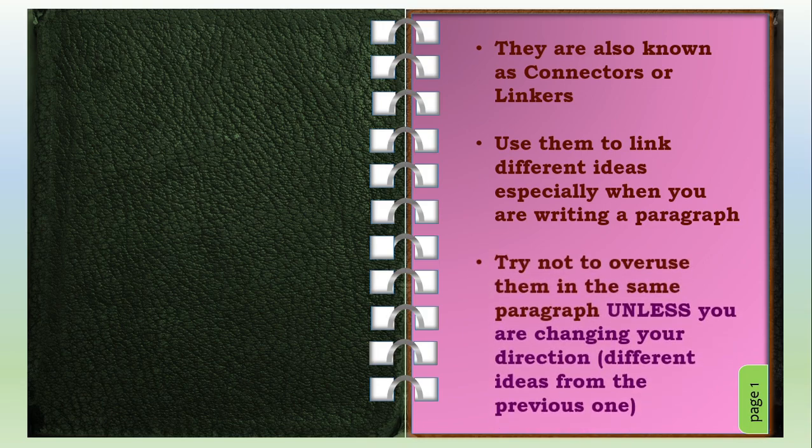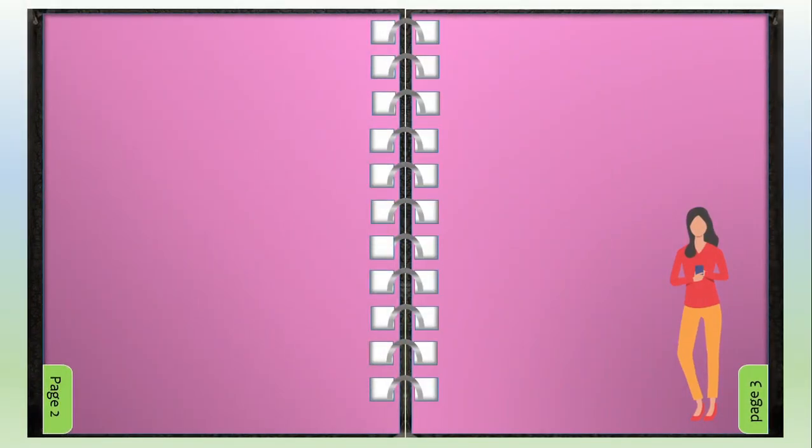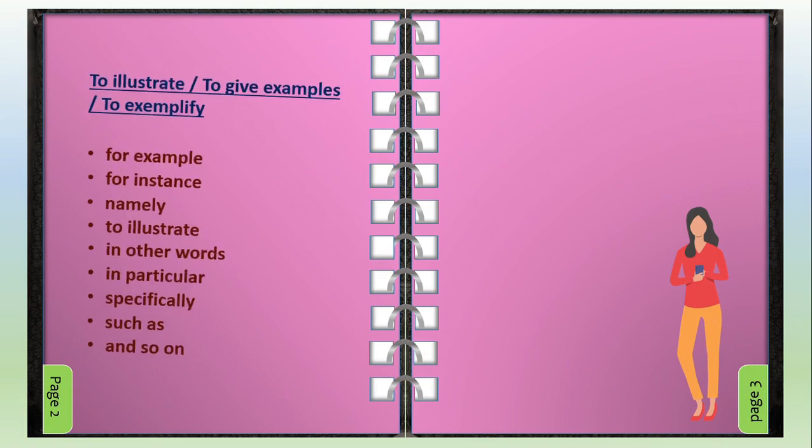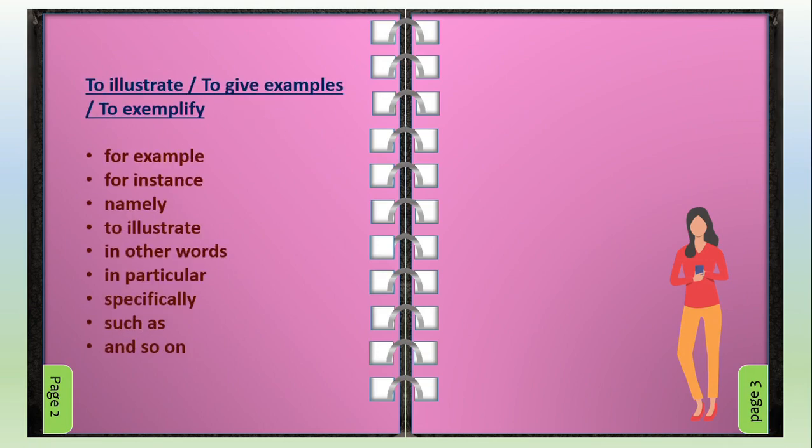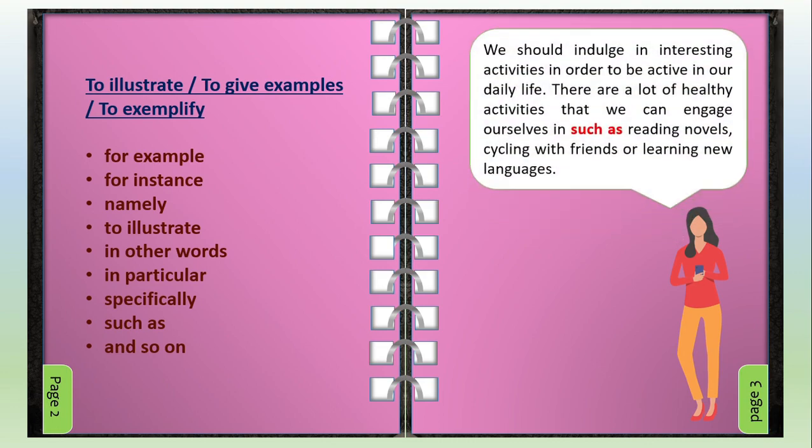Try not to overuse them in the same paragraph unless you are changing your direction, different ideas from the previous one. So let's take a look at the first one. To illustrate, to give examples, to exemplify. For example, for instance, namely, to illustrate, in other words, in particular, specifically, such as, and so on.